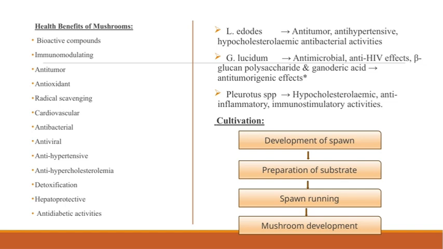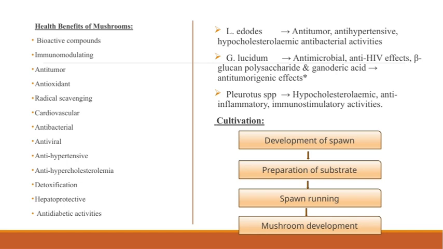Let's take a closer look at some of the key bioactive compounds found in different mushroom species and their health benefits. L. edodes, or shiitake mushrooms, are known for their anti-tumor, anti-hypertensive, and hypocholesterolemic activities, as well as their antibacterial properties. These effects make them valuable not only as a nutritious food, but also for their therapeutic potential.